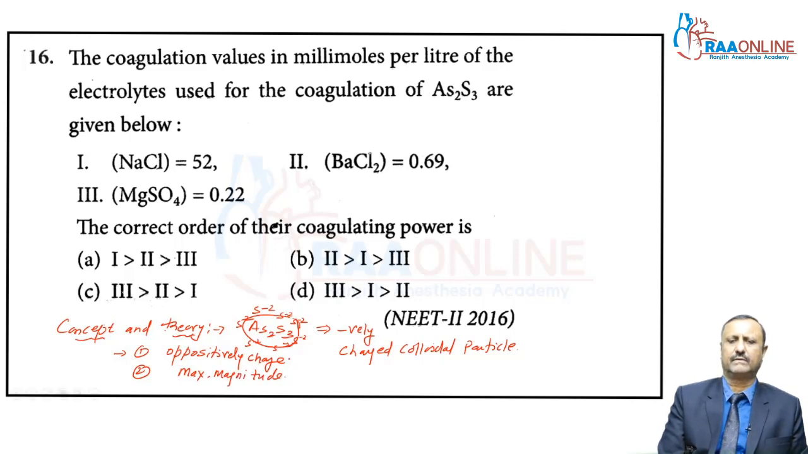You can see that when the coagulation value is less, the coagulating power is maximum, because coagulating power is inversely proportional to coagulation value.